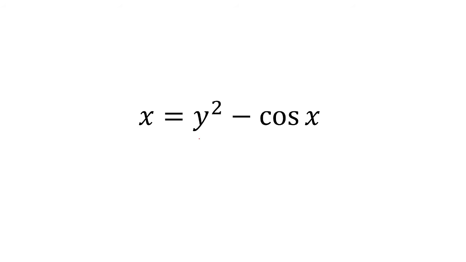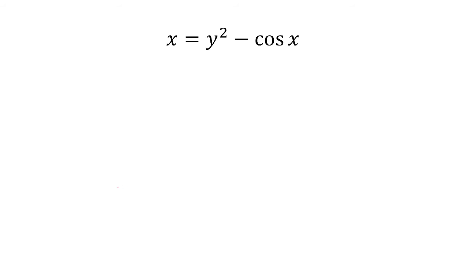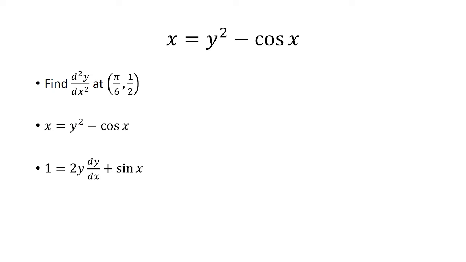In this video, we want to find the second derivative with respect to x at the point x equals pi over 6 and y equals 1/2. So let's start off with our function here. Take the derivative with respect to x. So the derivative of x is 1. The derivative of y squared is 2y dy over dx. The derivative of negative cosine is sine.